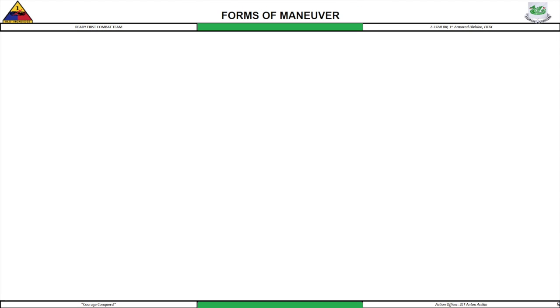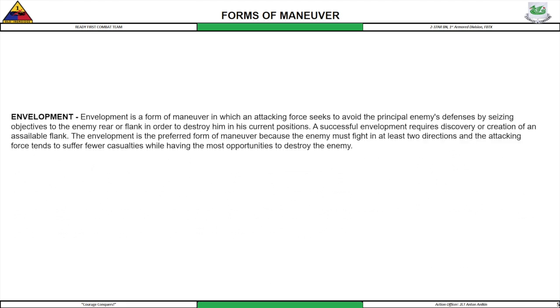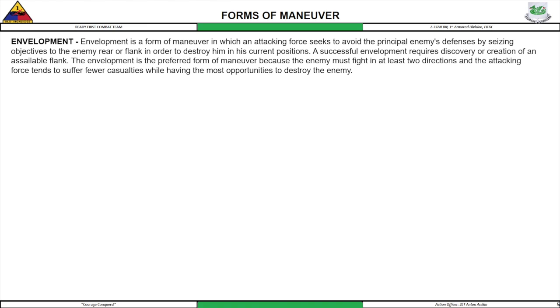Forms of maneuver. Envelopment. Envelopment is a form of maneuver in which an attacking force seeks to avoid the principal enemy's defenses by seizing objectives to the enemy's rear or flank in order to destroy him in his current positions. A successful envelopment requires discovery or creation of an assailable flank. The envelopment is a preferred form of maneuver because the enemy must fight in at least two directions, and the attacking force tends to suffer fewer casualties while having the most opportunities to destroy the enemy.